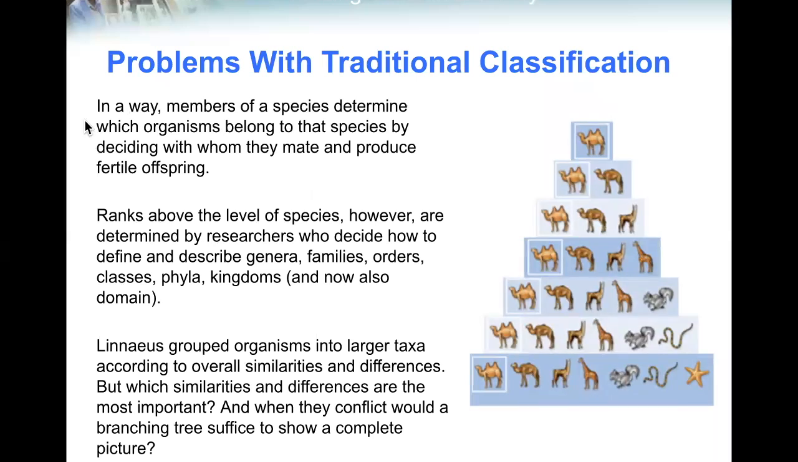In the most significant way, members of a species determine which organisms belong to that species by mating with them and producing fertile offspring. Ranks above the level of species, however, are determined by researchers who decide how to define and describe genera, families, orders, classes, phyla, kingdoms, and now also domains. Linnaeus grouped organisms into large taxa according to overall similarities and differences. But which similarities and differences are the most important? And when they conflict, would a branching tree suffice to show a complete picture?